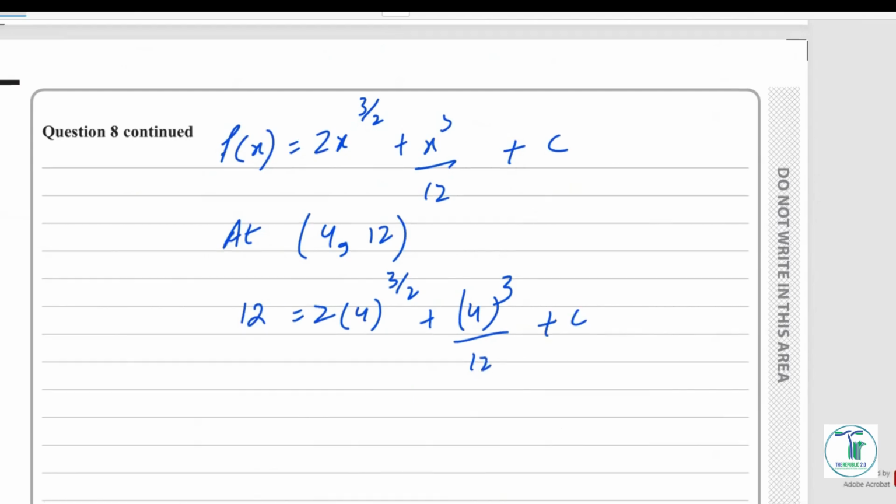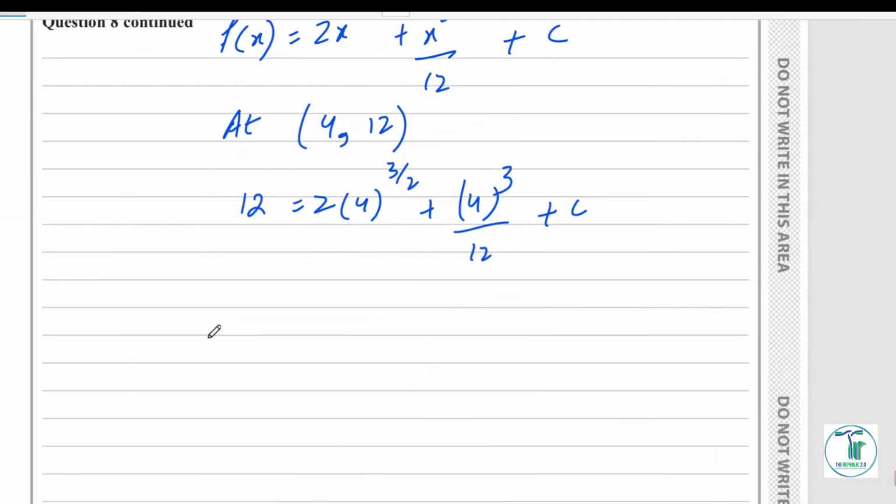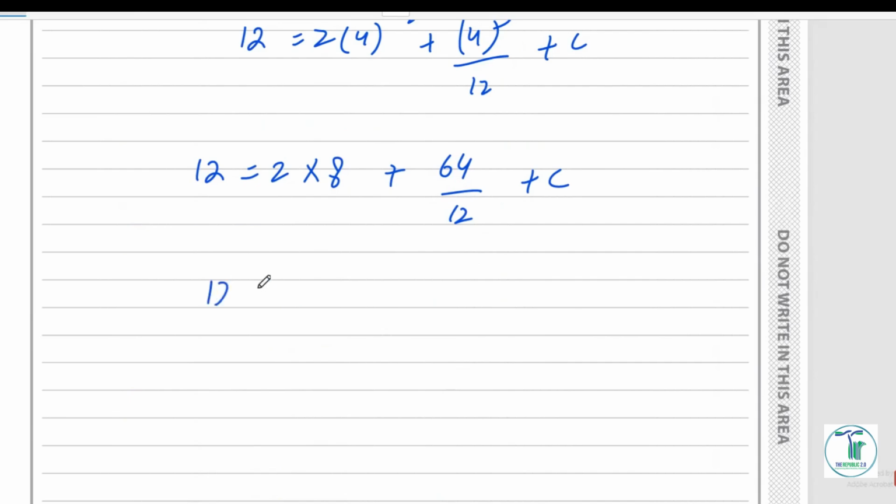Now I'm just going to simplify that down, and it must be having 12 is equal to 2 times, 4 is 2 square. That square should cancel out by this 2. Then we'll be left with 2 cube, and that's going to be 8. Plus 4 cube is 64 divided by 12 plus c. And now I must be having something like 12 is equal to 16 plus 4 3s are and 4 16s are plus 16 by 3 plus c.